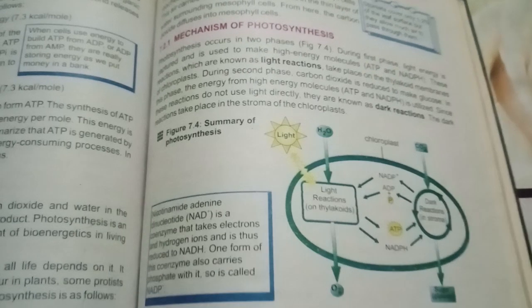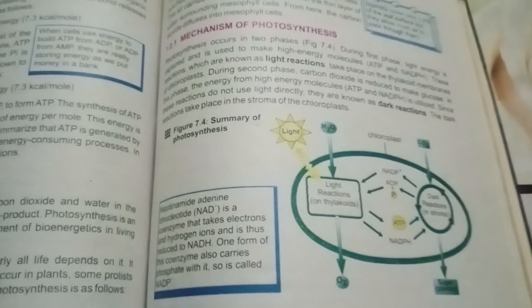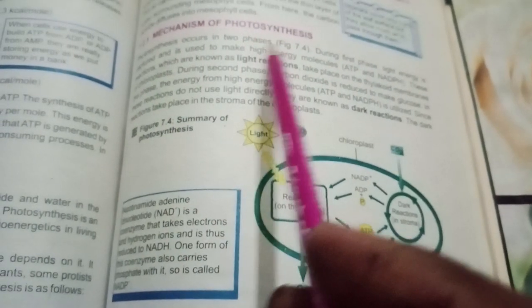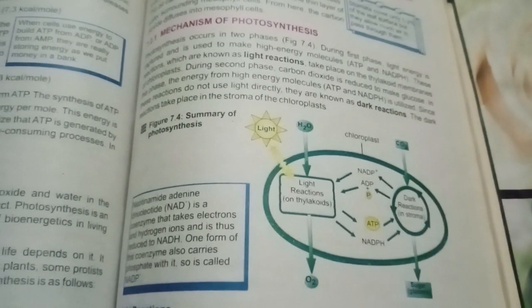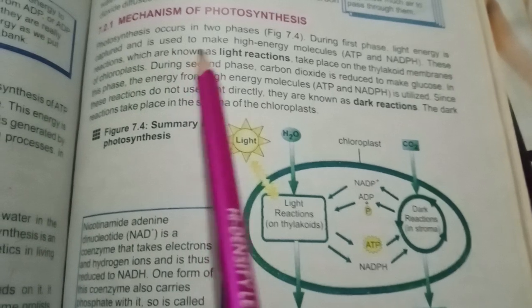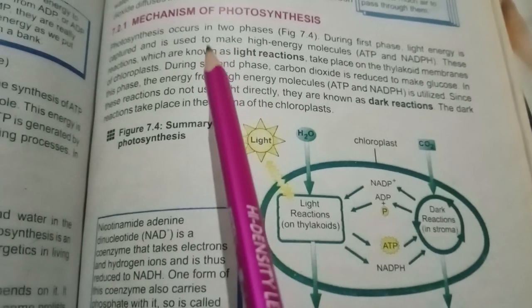Last time we studied photosynthesis. The process of photosynthesis is used for making glucose in plants. The mechanism of photosynthesis occurs in many ways. Photosynthesis occurs in two phases. It means there are two events in photosynthesis.